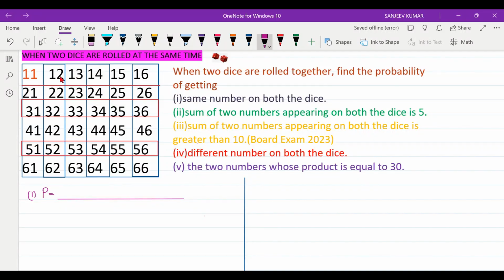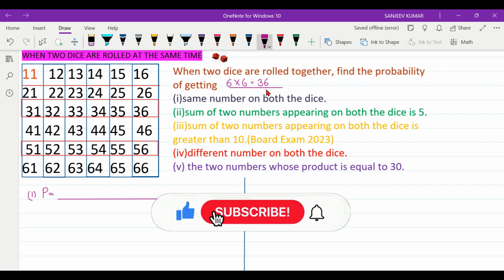You can see 1 1, 1 2, 1 3, 1 4, 1 5, 1 6. So these are in sequence. Again 2 1, 2 2, 2 3, 2 4, 2 5, 2 6, like this for the 3 series, the 4 series, the 5 series, and the last one, you can see 6 1, 6 2, 6 3, 6 4, 6 5 and 6 6. If you take the total count of these possible outcomes, the answer is 36. You can see here the count 1 2 3 4 5 6, and this side also 1 2 3 4 5 6. So 6 into 6 is 36, correct? These are the possible outcomes.